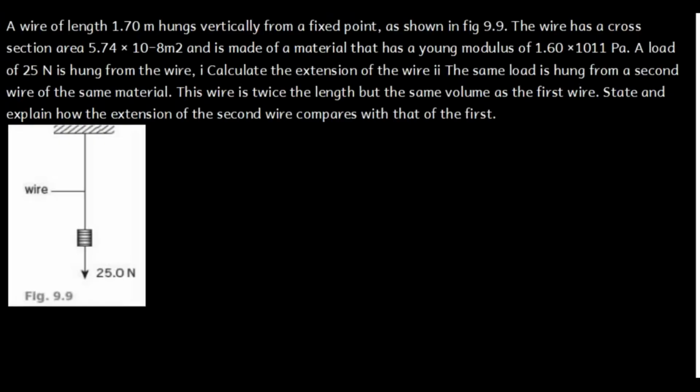Part 2, the same load is hung from a second wire of the same material. This wire is twice the length but the same volume as the first wire. State and explain how the extension of the second wire compares with that of the first one. Okay, so now the first question is talking about the Young's modulus. So allow me to explain first what Young's modulus is.